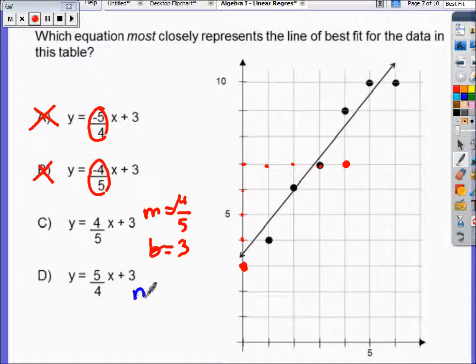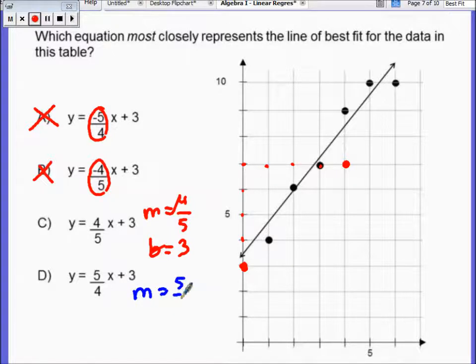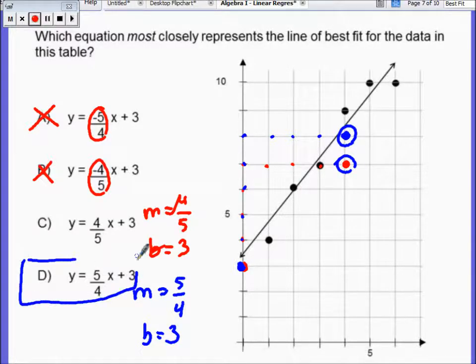The last choice tells us our slope is 5 over 4, and our y-intercept again is 3. So we'll start at 3 again. This time we're going up 5 and over 4. As you can see, our blue dot is closer to our line of best fit than the red dot. So our answer here would be D. This equation most closely represents our line of best fit.